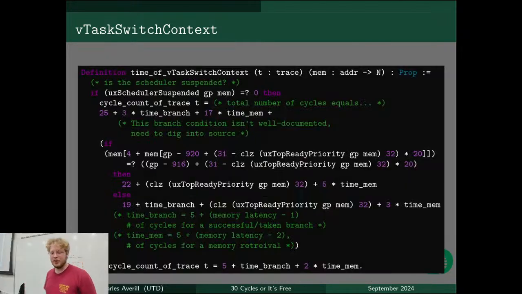And this is its timing expression. That's it. There's not too much to it, I think, but you can see that if the scheduler is suspended, then it's only got like 5 cycles plus some change for branching and memory accesses. But if the scheduler is not suspended, it's going to take all this, right? It's going to do some memory reads, it's counting leading zeros for some reason that I still don't know, and 25 cycles, 22, 19, like it's taking much longer, which should make sense. It's a big function. It's doing lots of things, right?